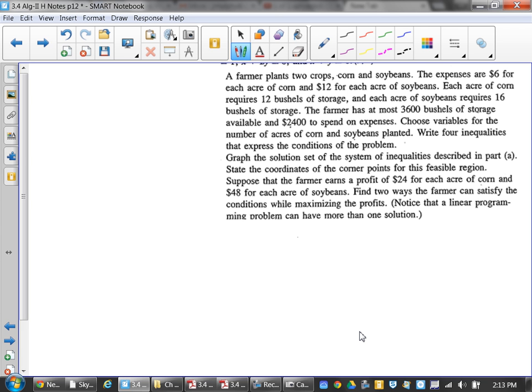Anyway, your expenses are $6 for an acre of corn, $12 for an acre of beans. Each acre of corn requires 12 bushels of storage. Each acre of beans requires 16 bushels of storage. The farmer has at most 3,600 bushels of storage and $2,400 to spend on expenses. So you've got two things you're held back by: storage space and money. You have storage space to worry about because that came up first. You have no more than that to work with. How much storage does corn take?